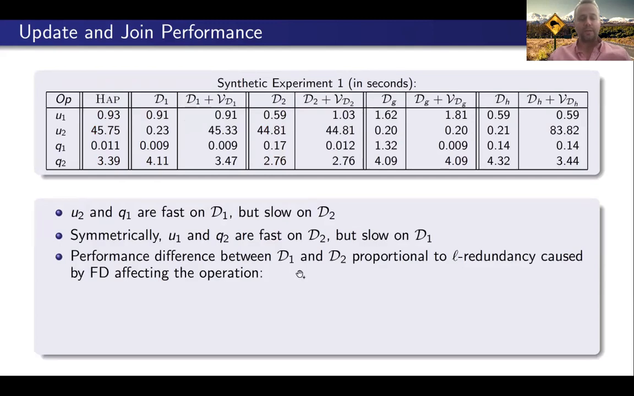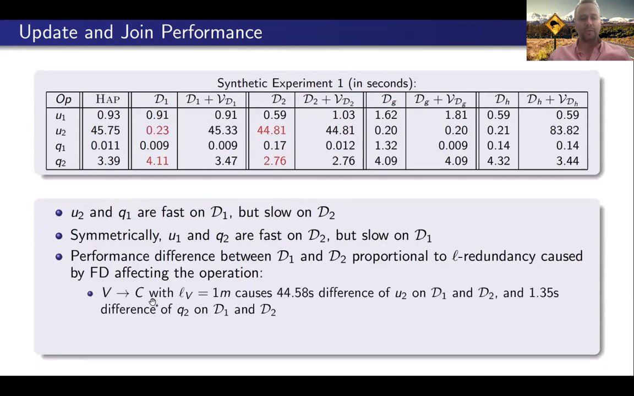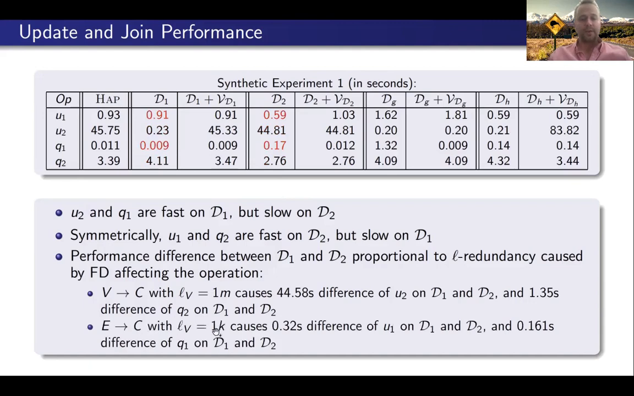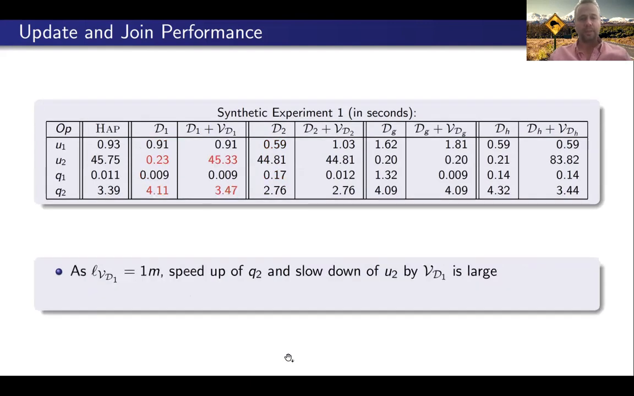And the performance difference between these designs is proportional to the level of redundancy caused by the FDs affecting this operation. So VC has this high level in here. Therefore, there's a high difference in performance of these update operations between D1 and D2. Similarly, then for the queries, as you can see here. And EC causes less redundancy, so the difference here in these trade-offs is also much smaller.